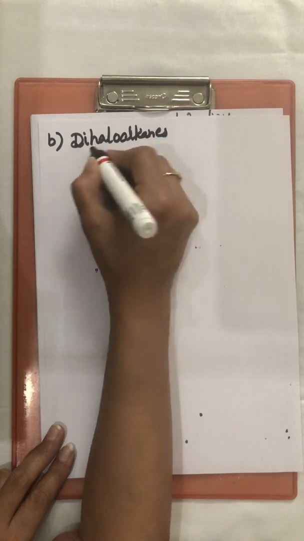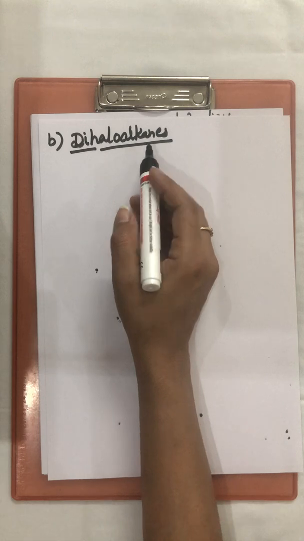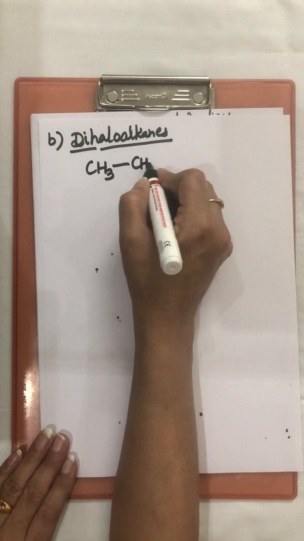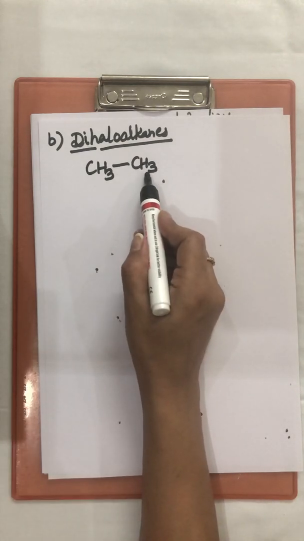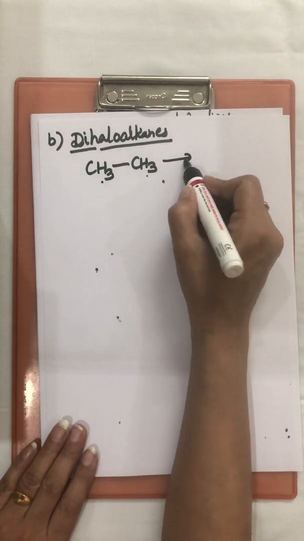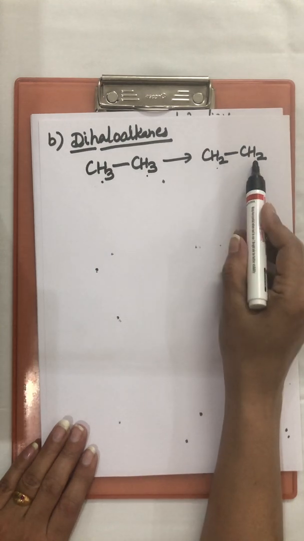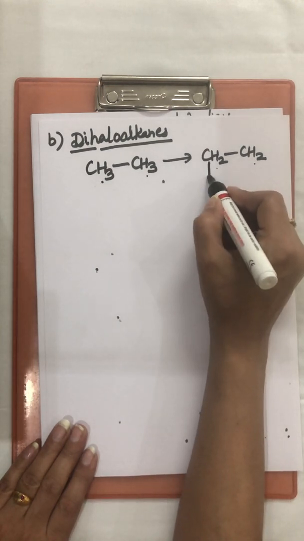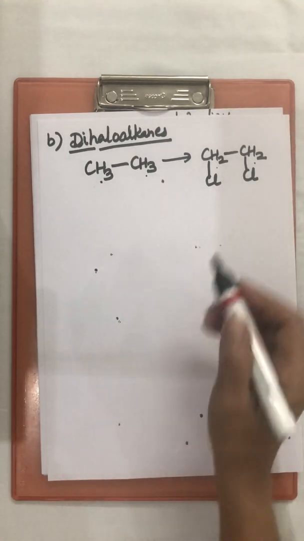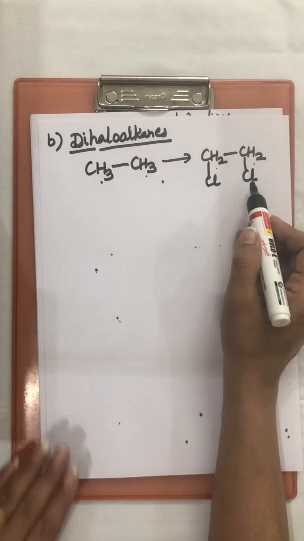Now after monohaloalkanes, the second type is dihaloalkanes. Two halogen atoms in alkanes. So taking again ethane, removing one hydrogen atom from this carbon and one hydrogen atom from this carbon, this becomes CH2 and CH2. And in place of that hydrogen, I am putting the halogen Cl here. Since there are two halogen atoms, this is called dihaloalkane.